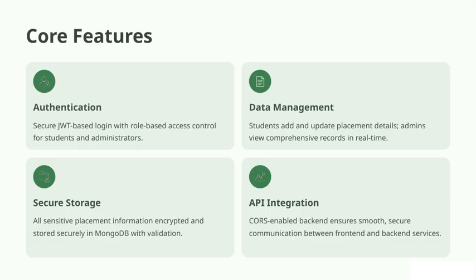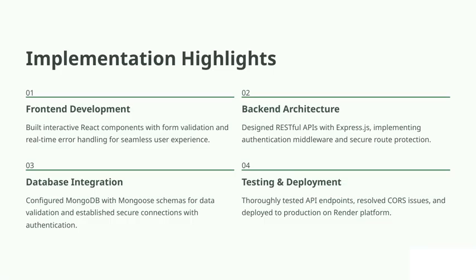Finally, API integration is a key part of our architecture. Our backend is CORS-enabled, meaning it allows secure cross-origin requests. This ensures smooth and secure communication between the front-end and back-end services, which is essential for providing a seamless user experience. Overall, these core features work together to create a secure, efficient, and user-centric platform that meets the needs of both students and administrators. Now, let's take a closer look at some of the implementation highlights that made this project successful.